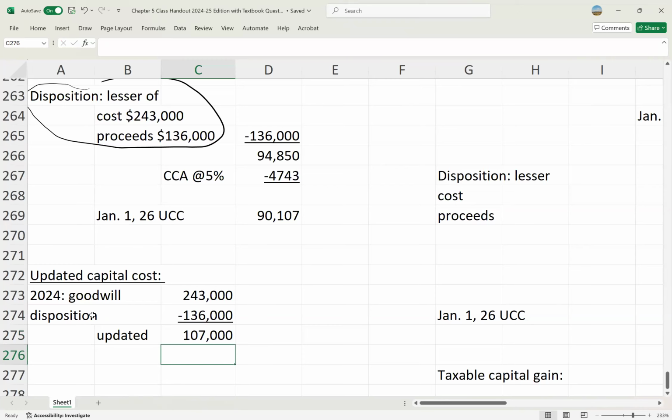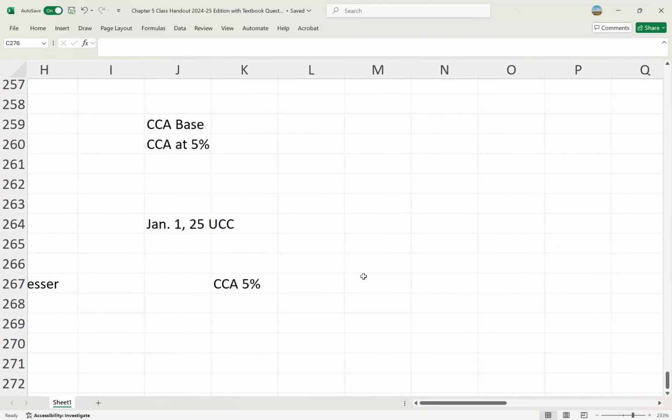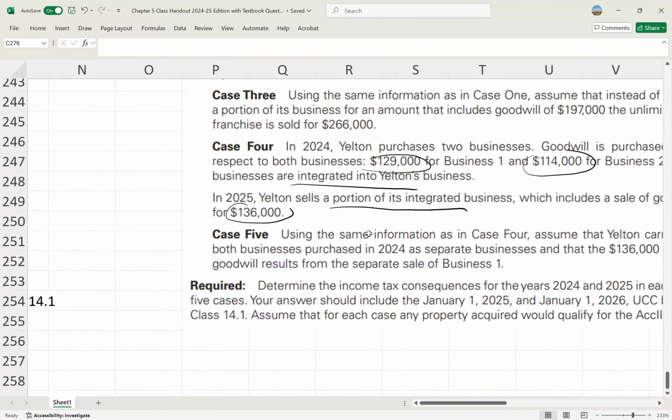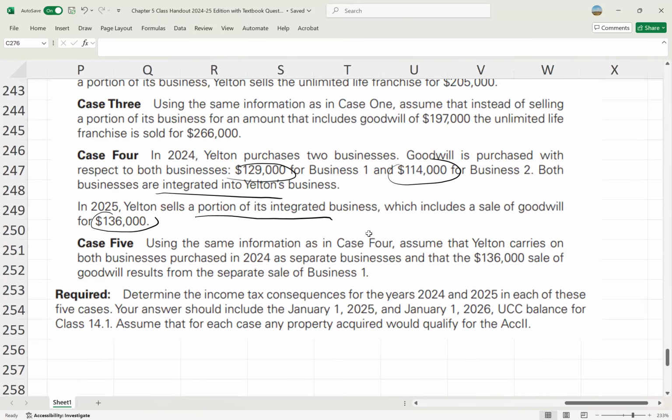So let's look at case 5. Now, case 5 is similar, but with a slight twist. So in case 5, it says, use the same information as case 4, but assume that they're going to operate the businesses separately, and that the 2024 purchases, they're going to operate those 2 businesses separately. And then we'll get to the 2025 after.